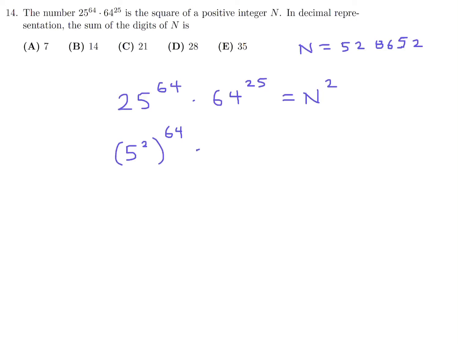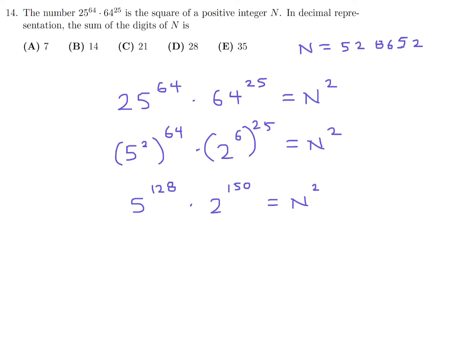And 64 is what? In lowest terms, the lowest base we can get is 2. 2 to the power of 6, and that's 25. All right? So, 2 times 64, 128. And then 2 is the base. 6 times 25 is 150. Is equal to n squared.